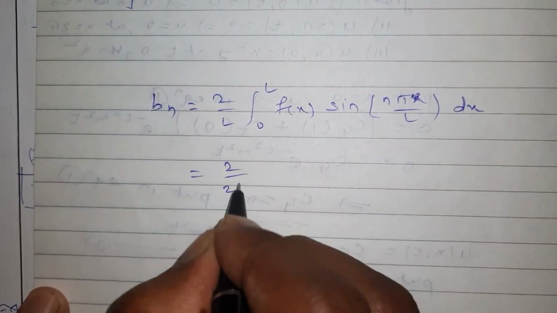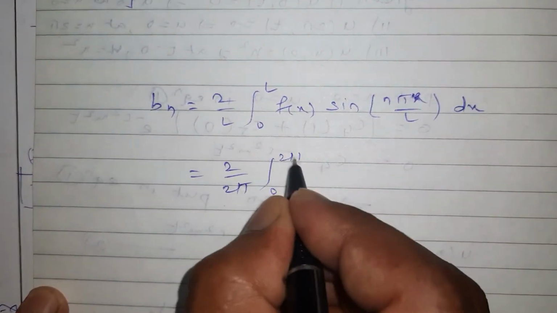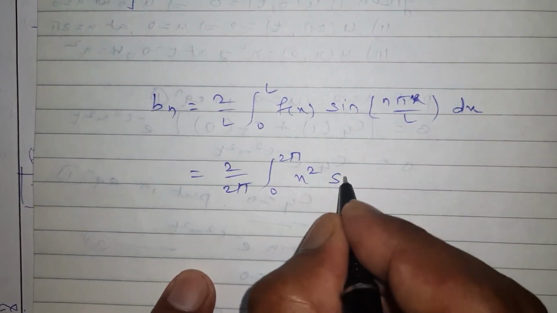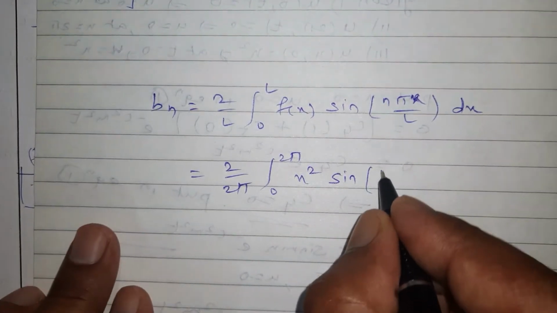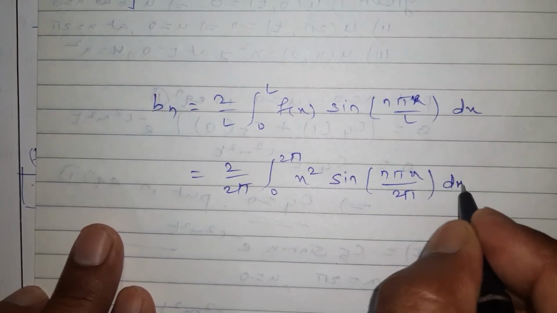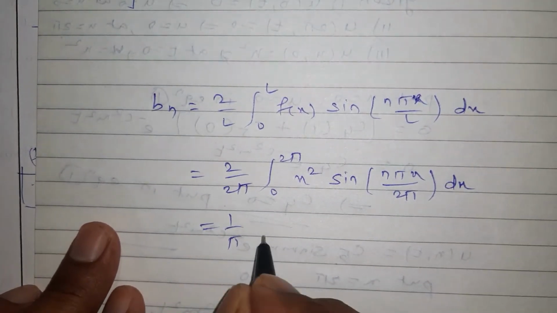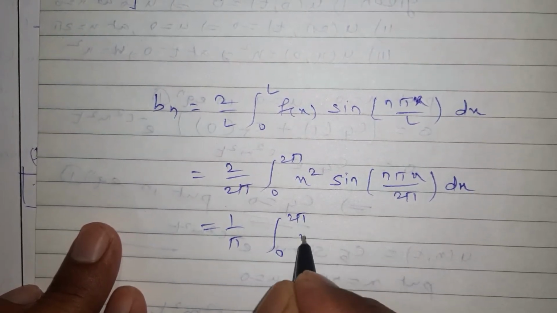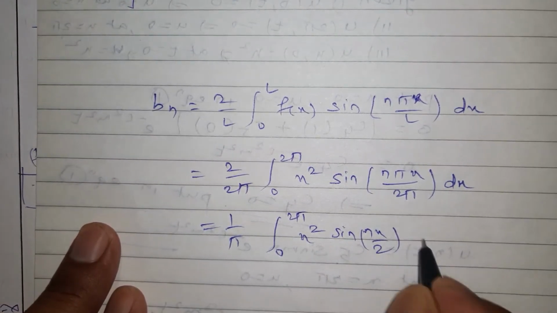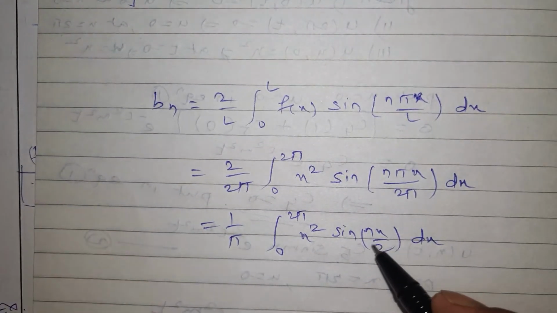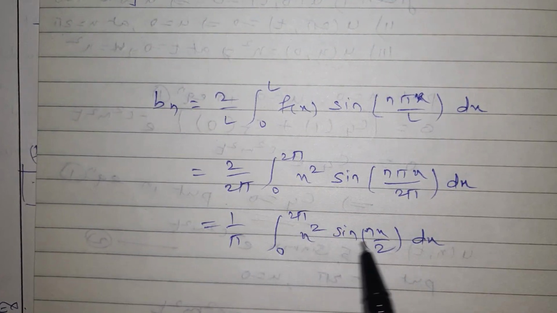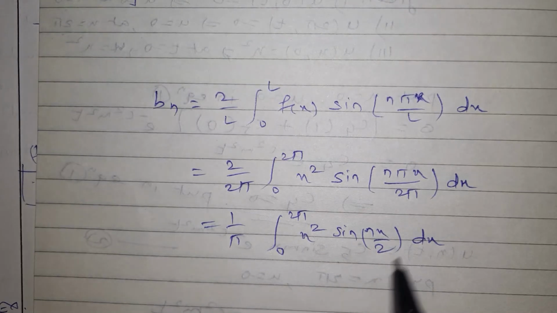So 2 upon 2 pi integral 0 to 2 pi f of x is x square sine n pi x upon 2 pi dx. So here 1 upon pi integral 0 to 2 pi x square sine nx upon 2 dx. Always keep in your mind this term. Whatever term we are going to take, it may be present in that series. So it is present, sine nx upon 2 is present in the series, you can check, and it is there.